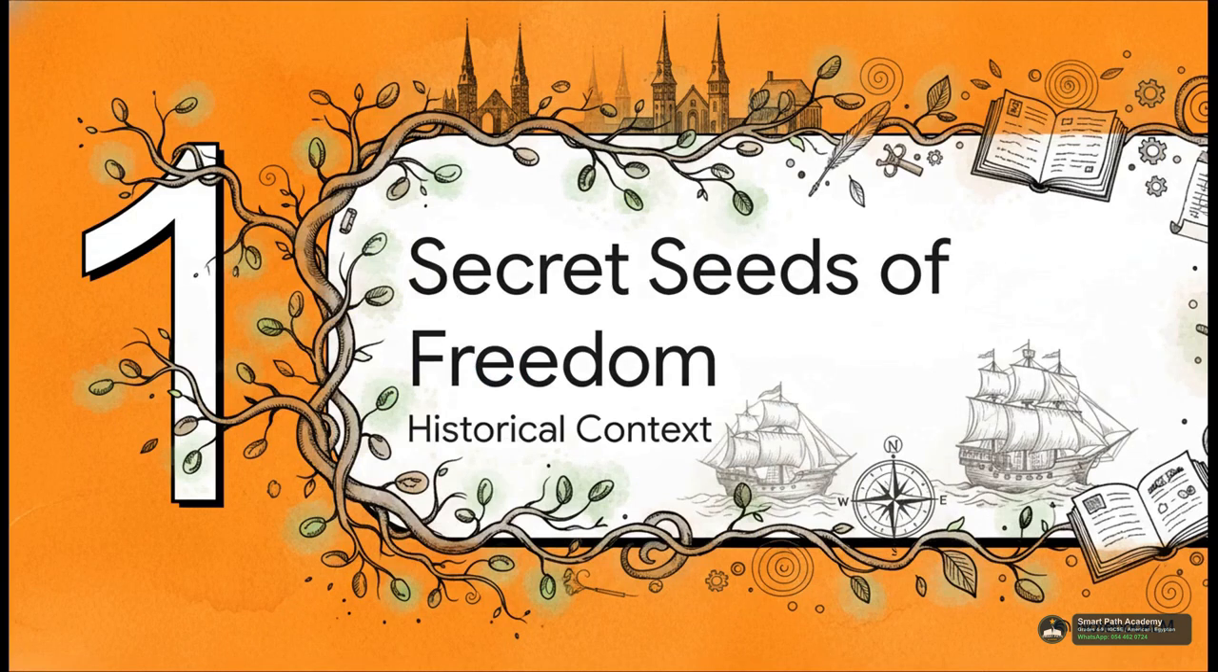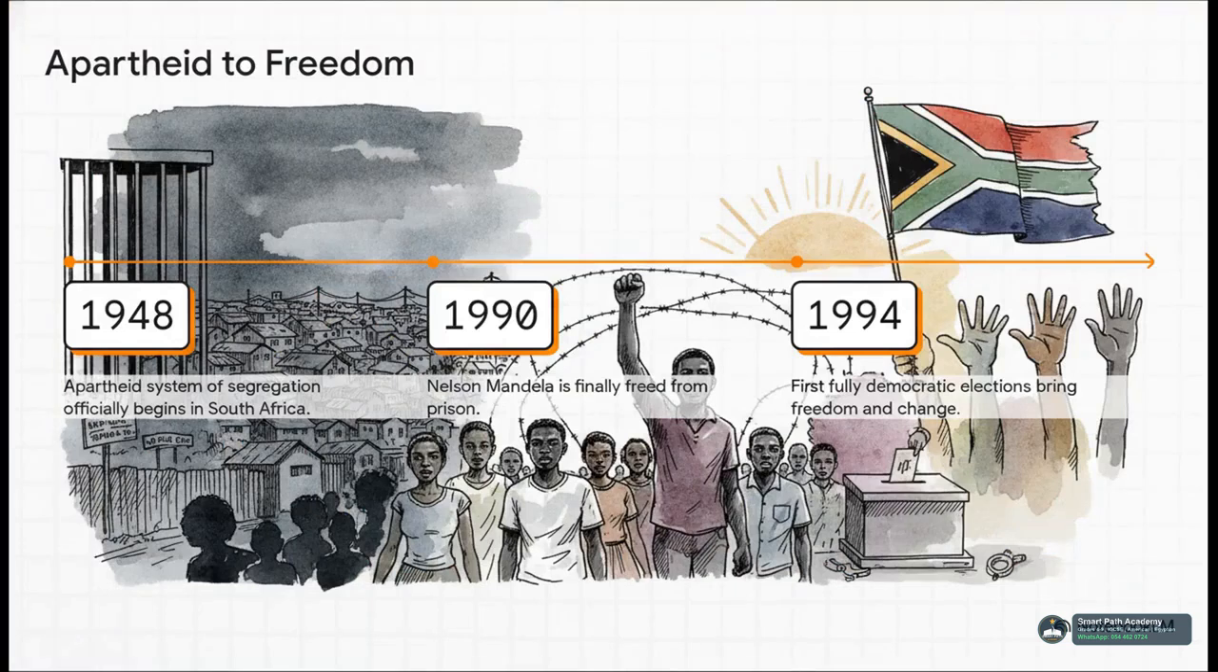Section 1. The Secret Seeds of Freedom. So our story is set in South Africa during a really difficult period known as apartheid. This was a system of strict racial segregation that started back in 1948.